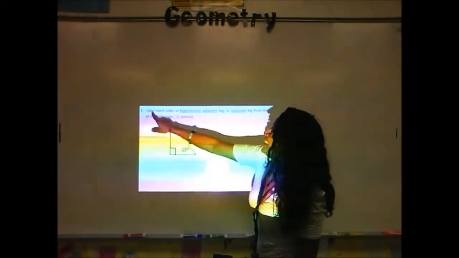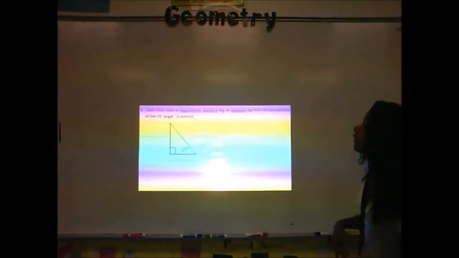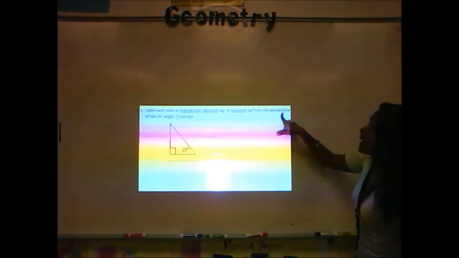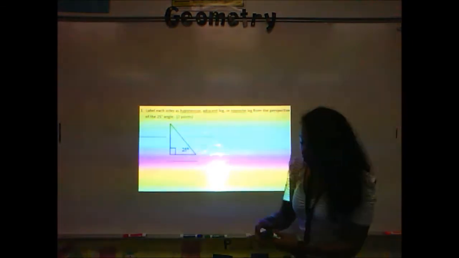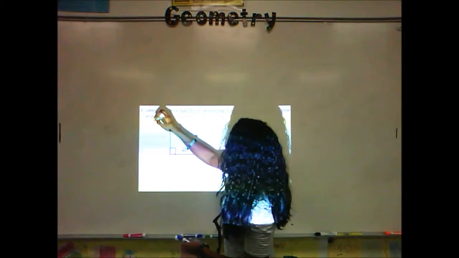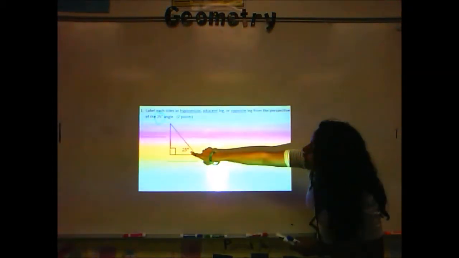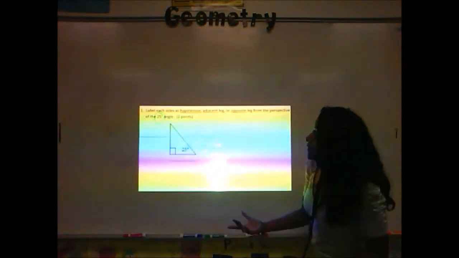Number 1. Label each side as hypotenuse, adjacent leg, or opposite leg from the perspective of angle 25. So we're looking at all of these sides from angle 25. I'm going to circle that. Angle 25 is right here, so I'm going to put my finger right here. In this triangle, it's a right triangle.